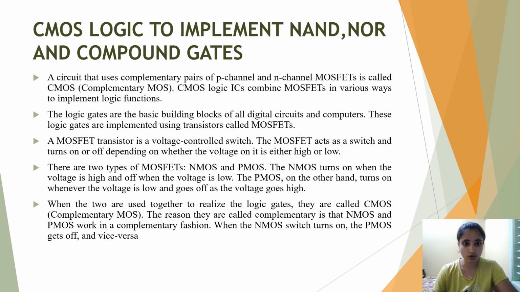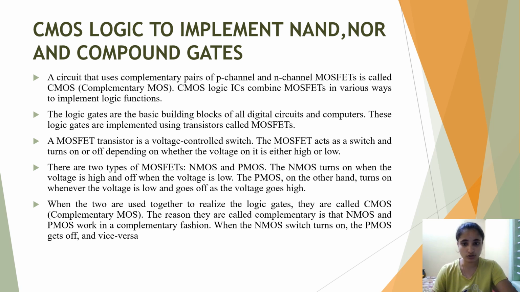The logic gates are the basic building blocks of all digital circuits and computers. These logic gates are implemented using transistors called MOSFETs. A MOSFET transistor is a voltage-controlled switch. The MOSFET acts as a switch and turns on or off depending on whether the input voltage is high or low. So there are basically two types of MOSFET, that is NMOS and PMOS.